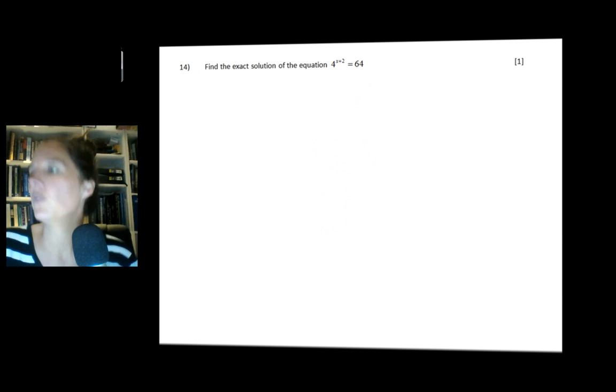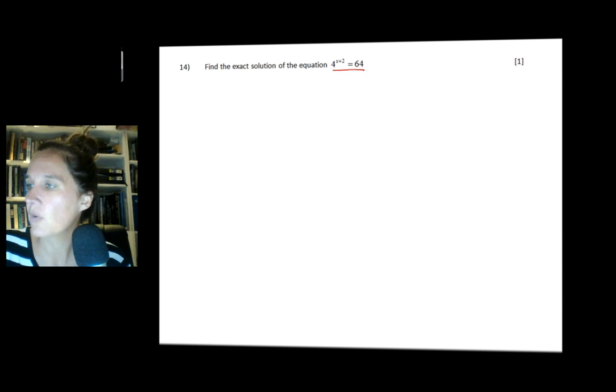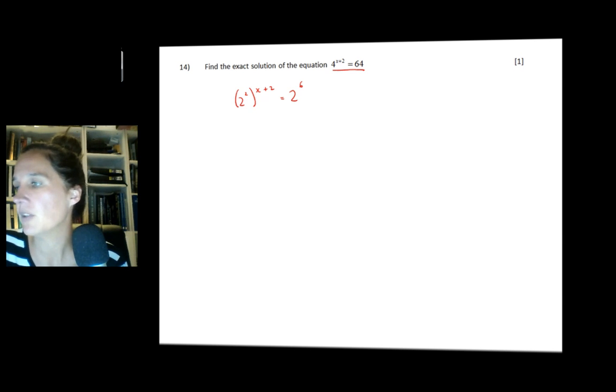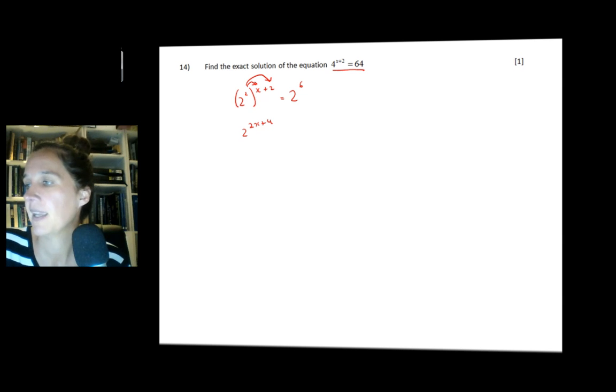So for question 14, we want to find the exact solution for this equation here. And we look at this and we think about it. 4 is equal to 2 squared, to the power of x plus 2. And then 64 is equal to 2 to the power of 6. So if we multiply this through, 2 to the power of 2x plus 4, remembering to multiply by both terms here, is equal to 2 to the power of 6.